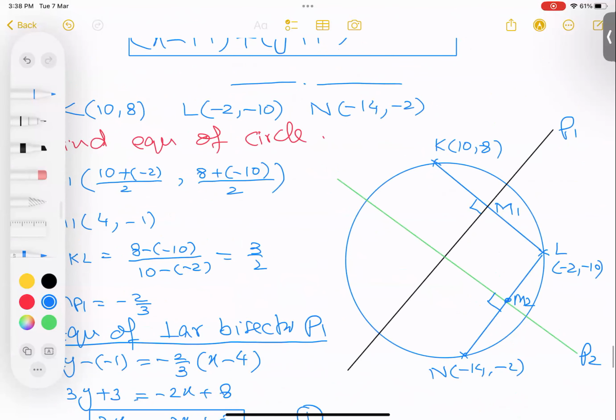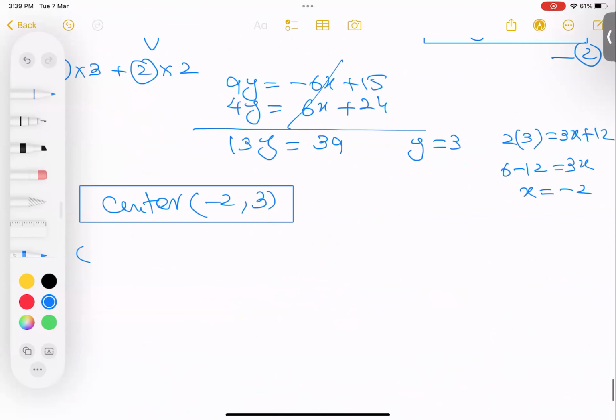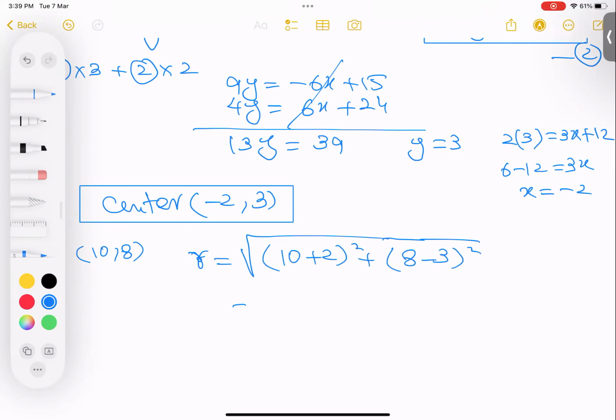And now I go for the radius. All of you know, use this center C as the center, either CL, CK, or CN, no issue at all. We can find any one. So I use 10 and 8. So the radius becomes what? All of you are familiar with the distance formula: x2 minus x1 whole square plus y2 minus y1 whole square. And here I got 144 plus 25, and I get 13.